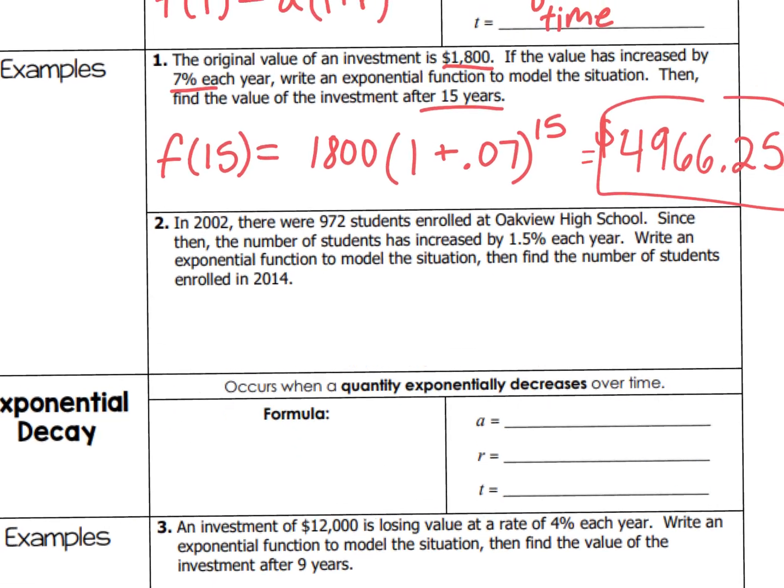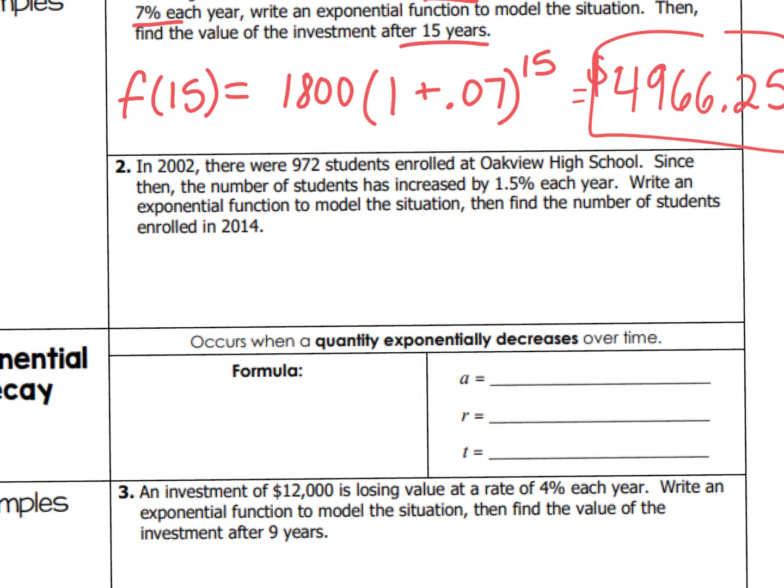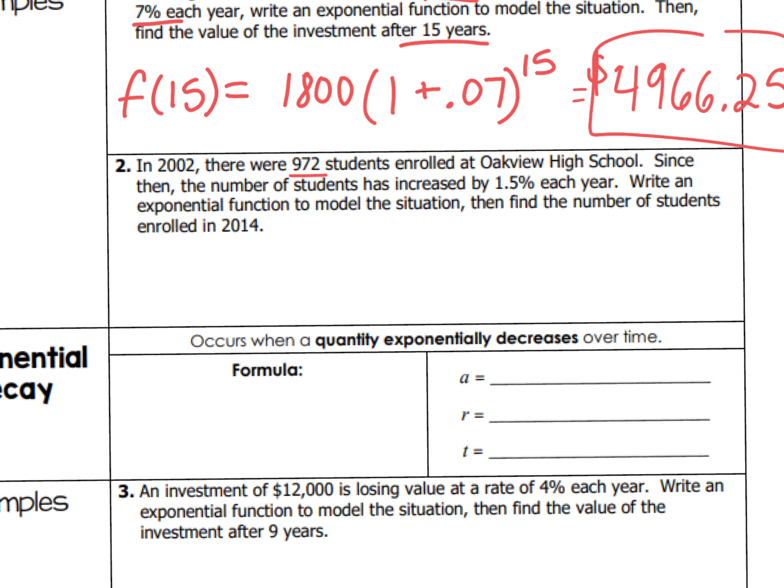Okay, so when you read through this problem, in 2002, there were 972 students enrolled in Oakview High School. Since then, the number of students has increased by 1.5% each year. Write an exponential function to model the situation, and then find the number of students enrolled in 2014. Okay, so first things first, we've just got to write out the function. Okay, so we need f of t, but they did not tell us a time, did they?